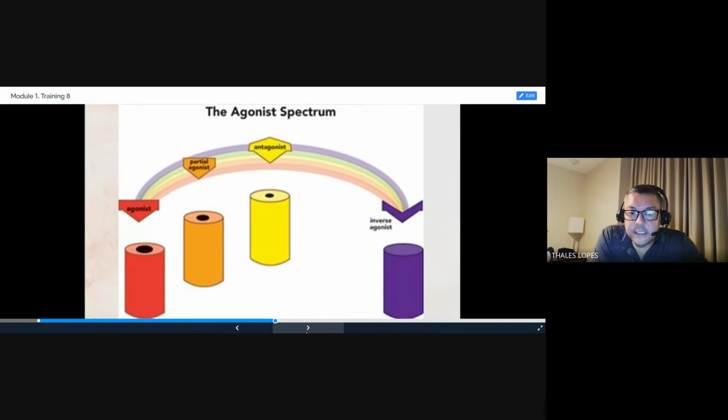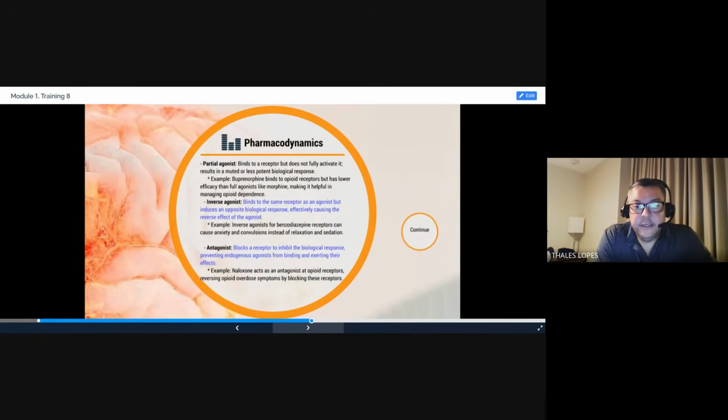Now, if we look at this and say, okay, so that is the agonistic. Now, the partial is a beautiful medication because it kind of balances it out. What you don't have with what you need.